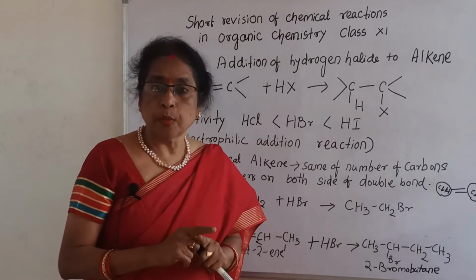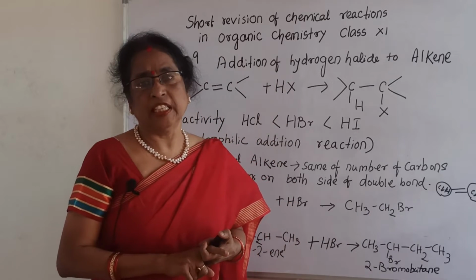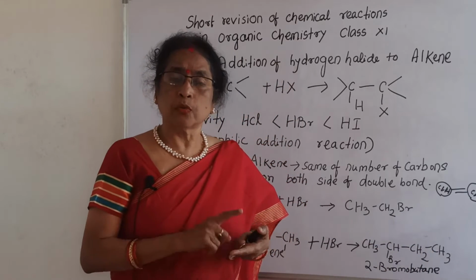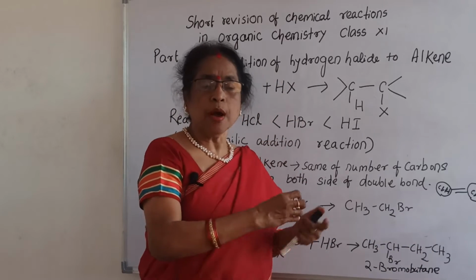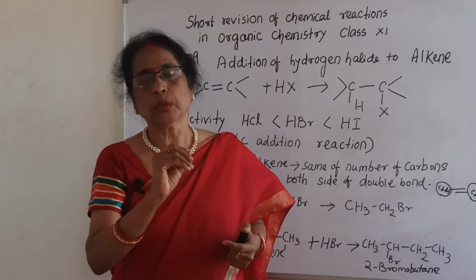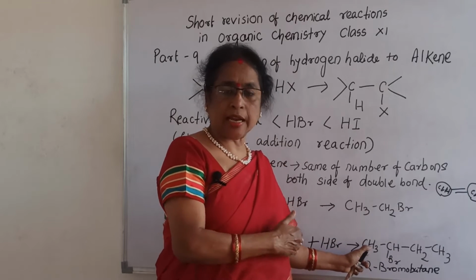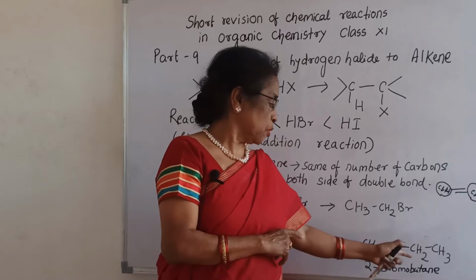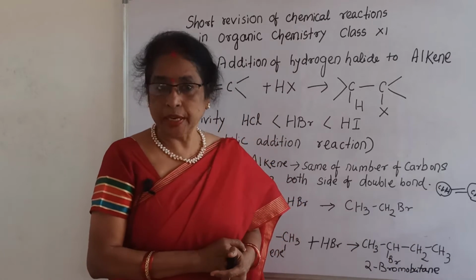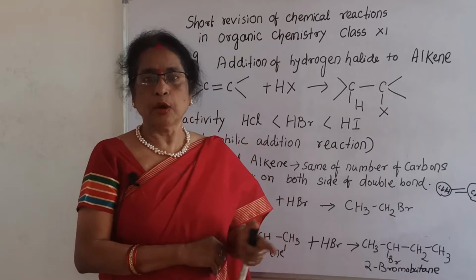2-bromobutane. Why 2-bromobutane? Counting 1, 2, 3, 4, the bromine is at position 2. Why will you not count from this side, 1, 2, 3? It is wrong. Because you count from the side that is nearer to the substituent group. If you count from the left side, the bromine is at position 2. If you count from the right side, 1, 2, 3, the bromine is at position 3. That is why the correct name is 2-bromobutane. I hope it is clear.